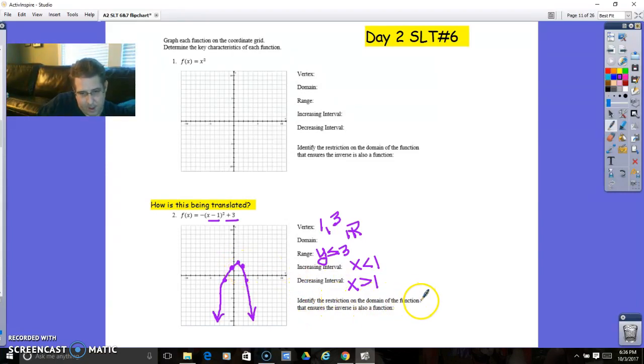Identify the restriction of the domain, so this ensures that this function's inverse is also a function. So you could either limit this side or this side, because like I said before, I always limit the domain to the positive side. So that would be this side. So when x is greater than or equal to 1.